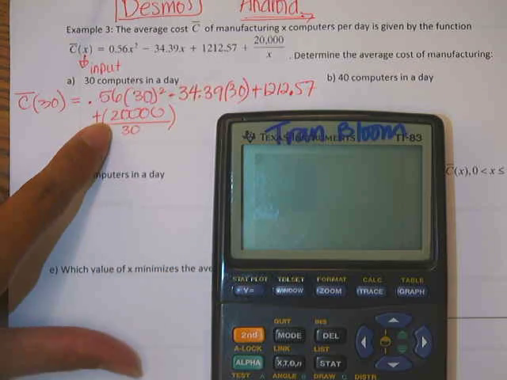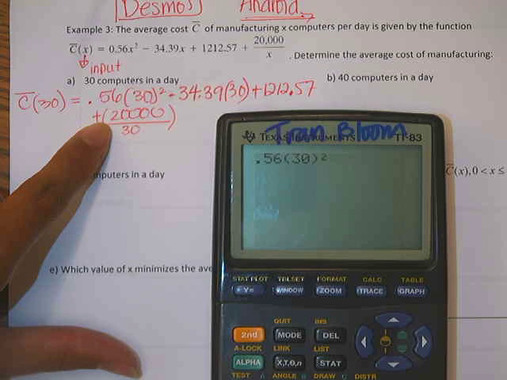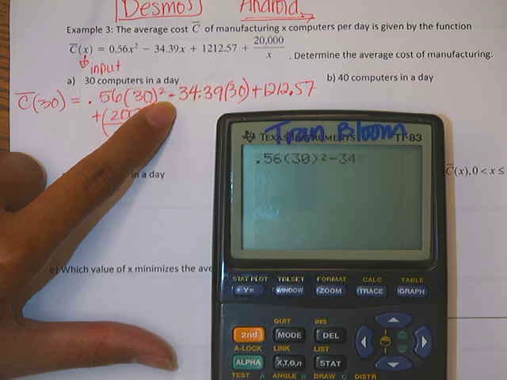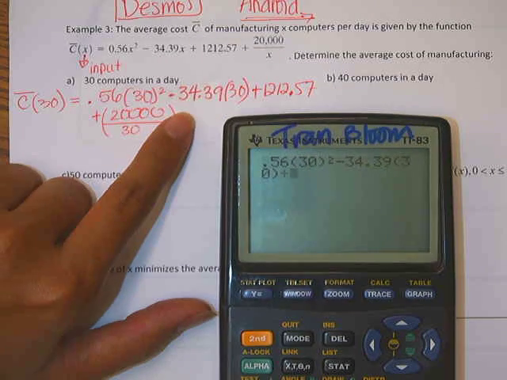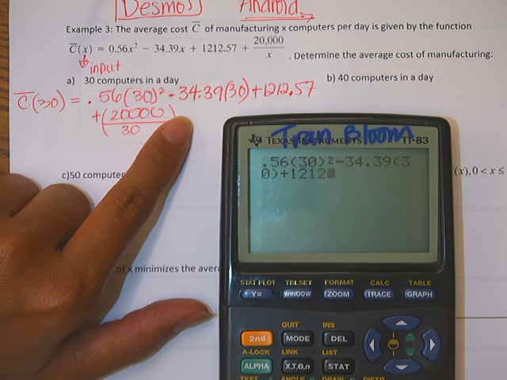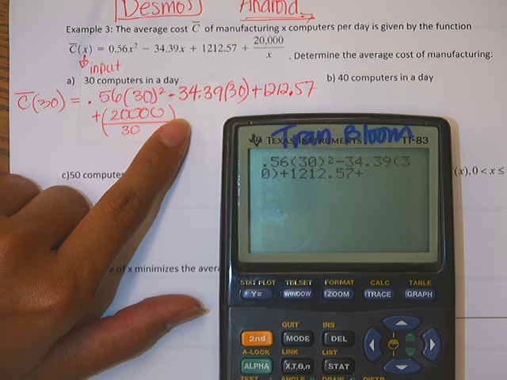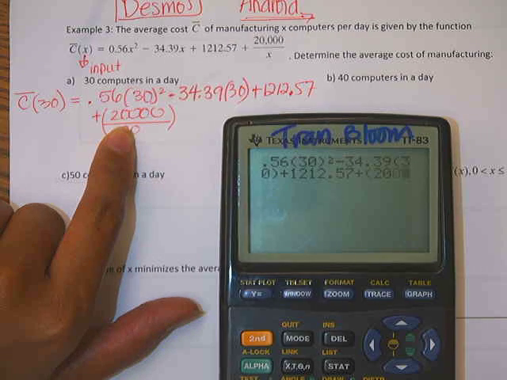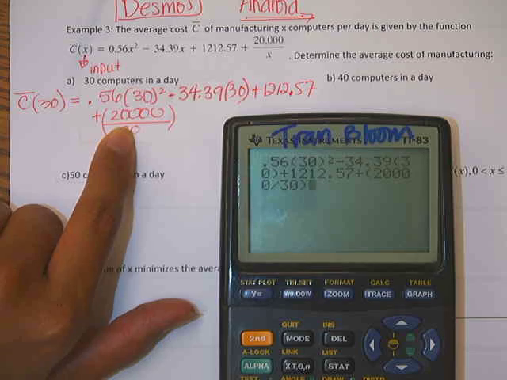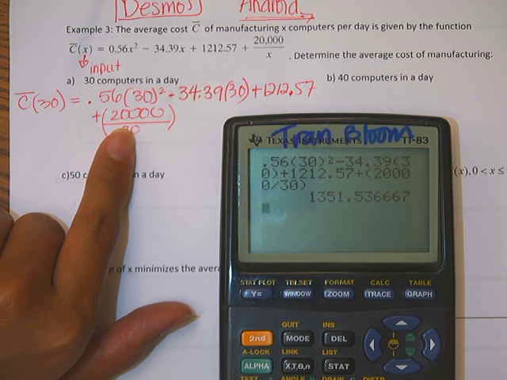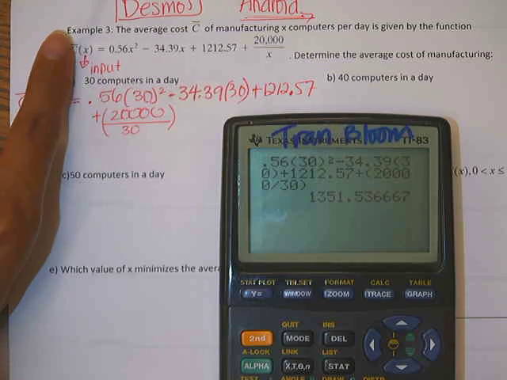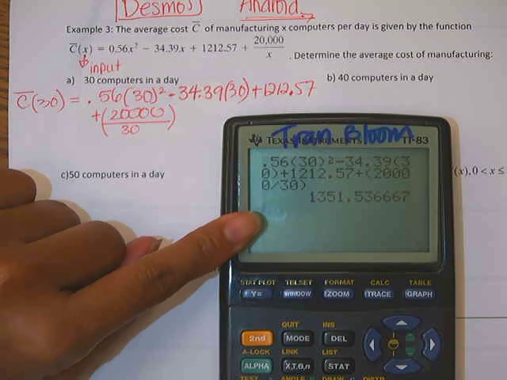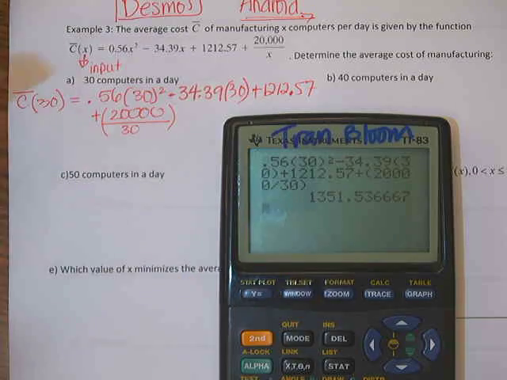Okay, so here we go. 0.56, open parentheses, 30, close, squared. Then minus 34.39, open parentheses, 30, close, plus 1,212.57, plus, open parentheses, 20,000 divided by 30, close that. So I have this number. And because it is a question about costs, I did not tell you how to round because it's dealing with money, so you know you need to round to 2 decimal places.